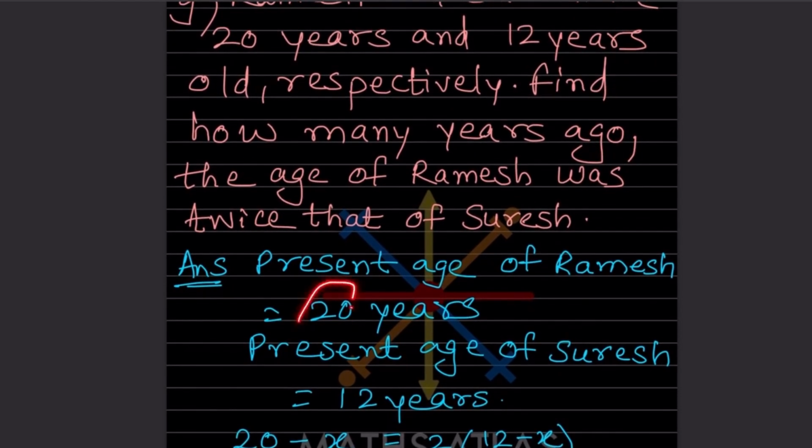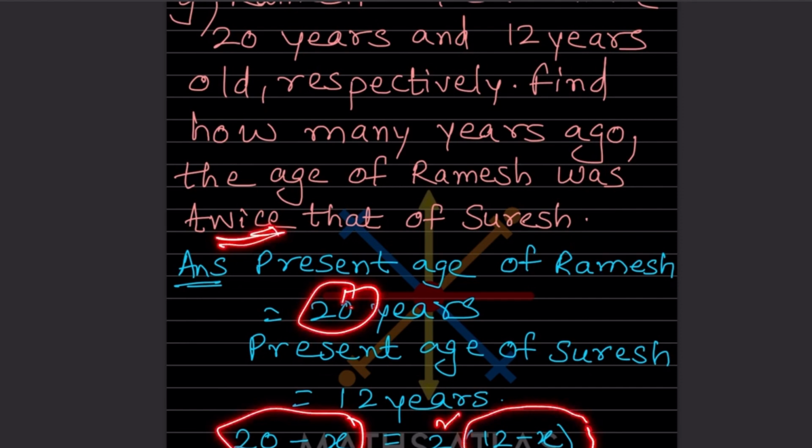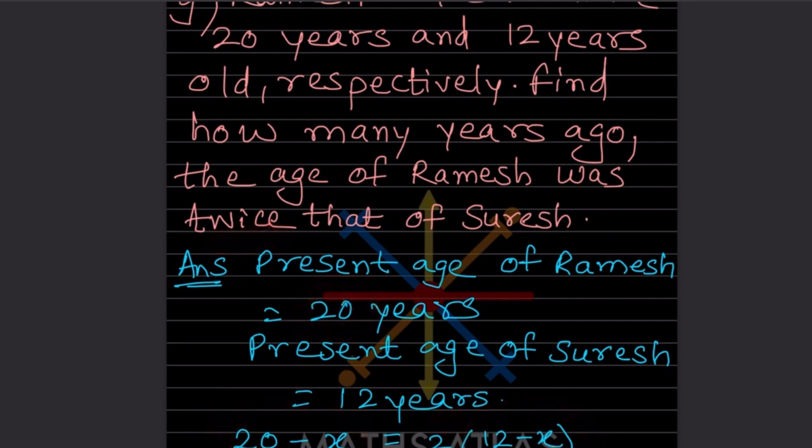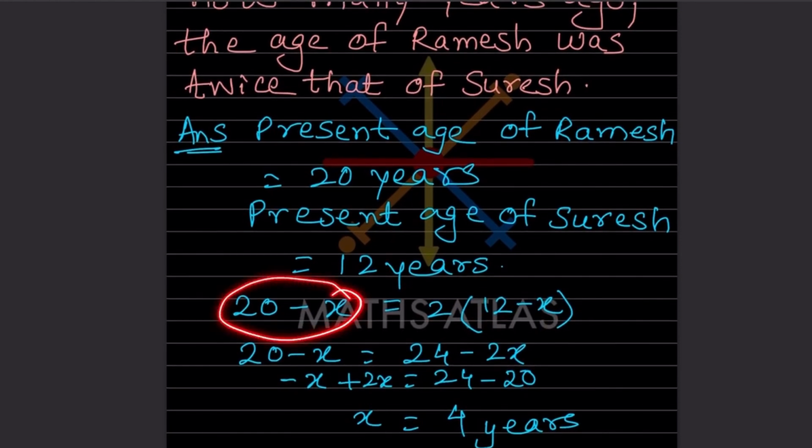So 20 minus x is twice that of Suresh, means 2 times Suresh, whose present age is 12, and ago means 12 minus x. So when we solve this, this will be as it is, and we are going to expand this one. So 2 12s are 24 minus 2x. Minus x as it is. Minus 2x is going to go here, that is going to be plus 2x. This 24 as it is, and this is going to be minus 20.